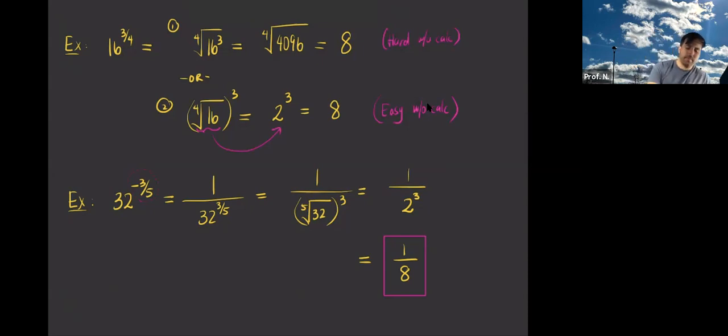Okay. Let's do some more, shall we? So what if I have a to the 1/2 power multiplied by a to the 2/3 power multiplied by a to the negative 1/4 power?